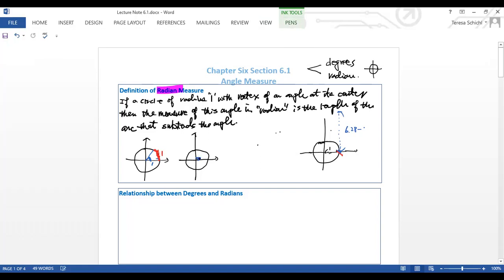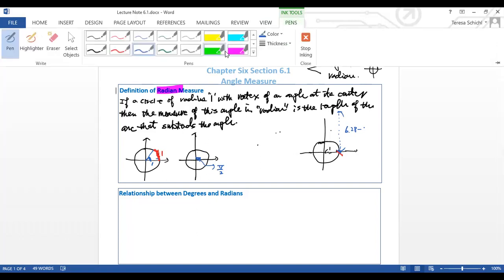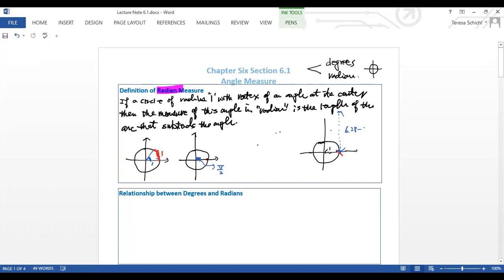So this angle is pi over 2, right? So it's a 90 degree angle. So this is pi over 2 here. Okay, so what does that mean? That means this arc is pi over 2.